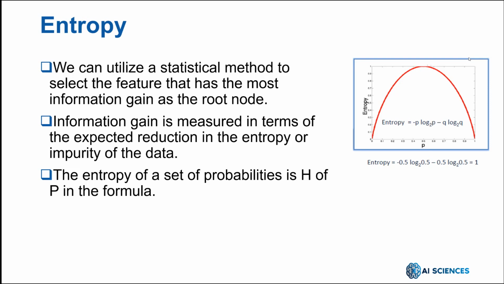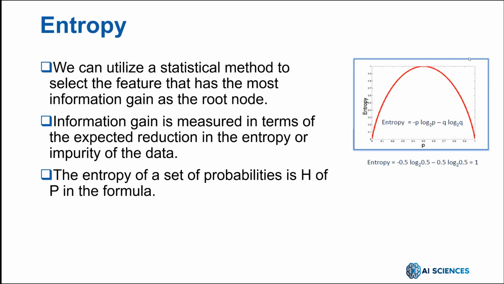So information gain measures how well a certain feature distinguishes among different target classifications. Information gain is measured in terms of the expected reduction in the entropy or impurity of the data. The entropy of a set of probabilities is H(P) in the formula, where P is the probability of an outcome event. So if the sample is completely homogeneous, the entropy is 0, and if the sample is an equally divided one, it has an entropy of 1.